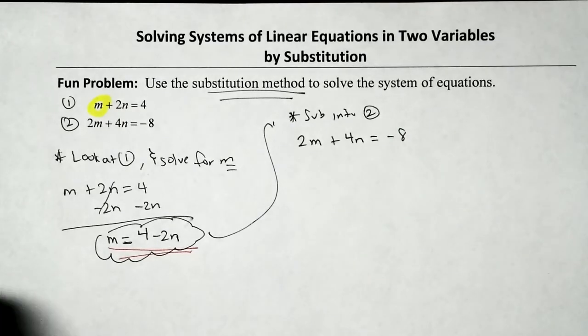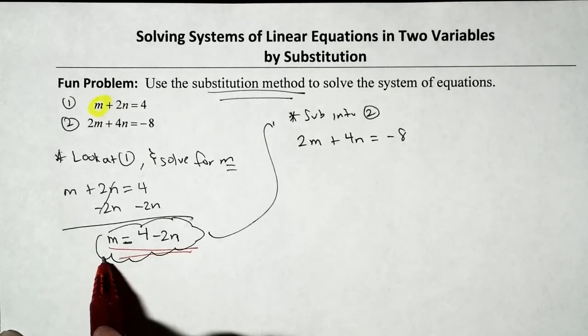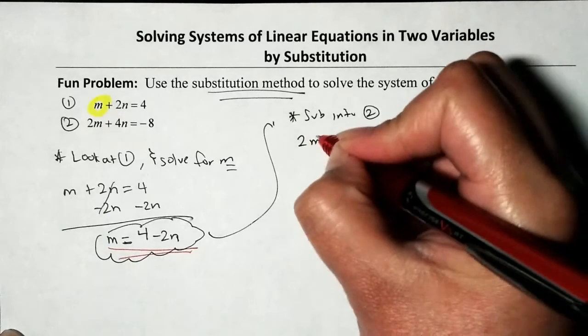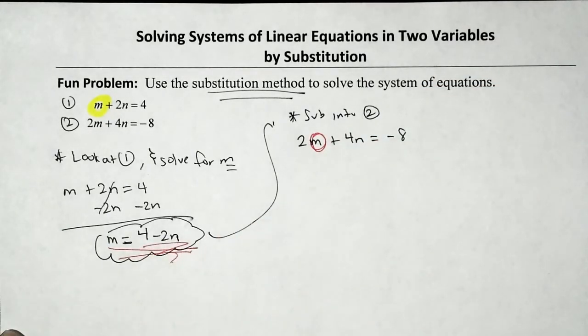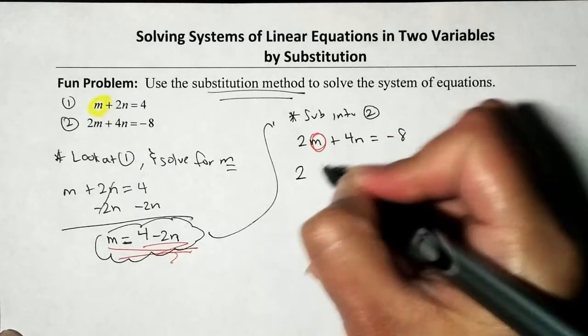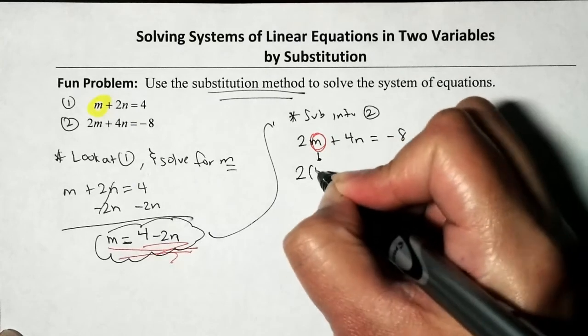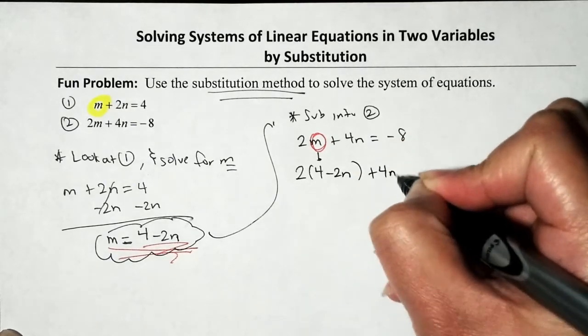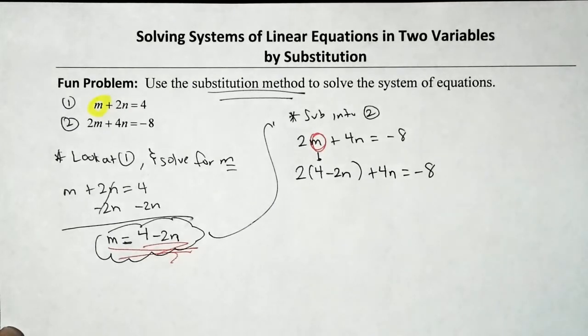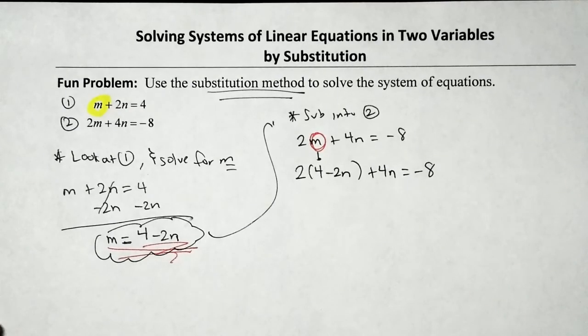And we have a nifty expression for the variable m. So wherever we see m, we're going to replace it with 4 minus 2n or -2n plus 4, depending on how you want to write it. So we have 2 times the expression for m, which is 4 minus 2n or -2n plus 4, plus 4n equals -8.